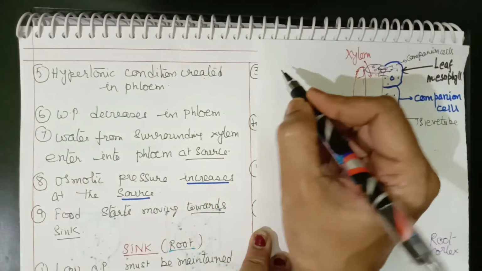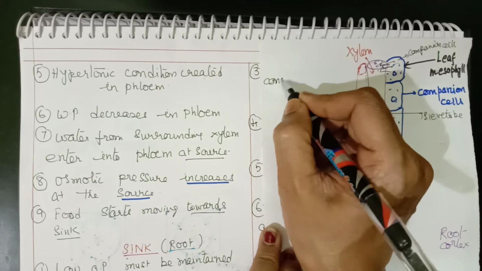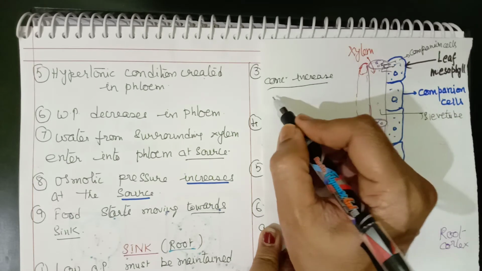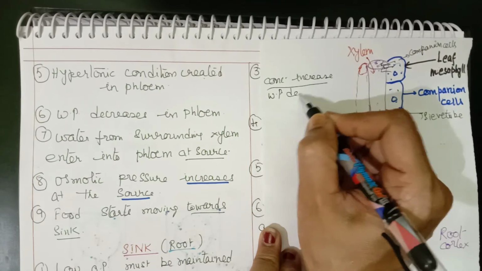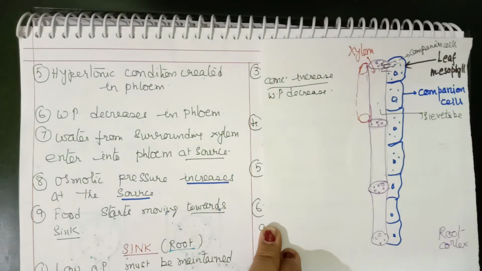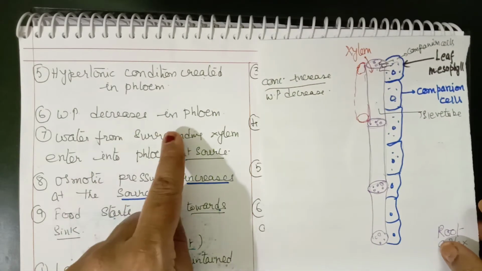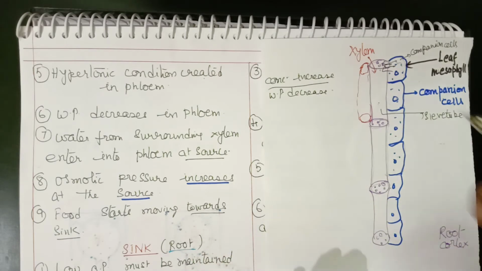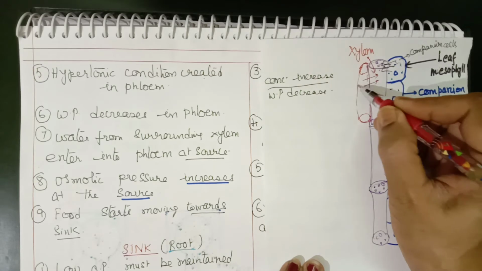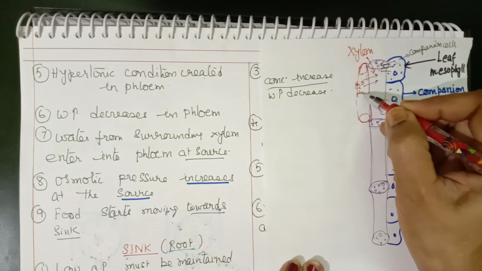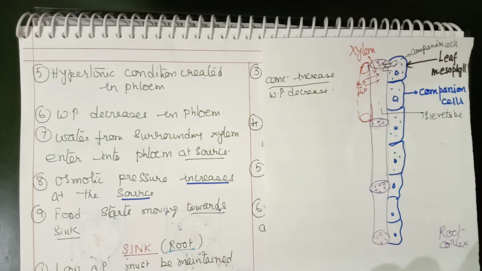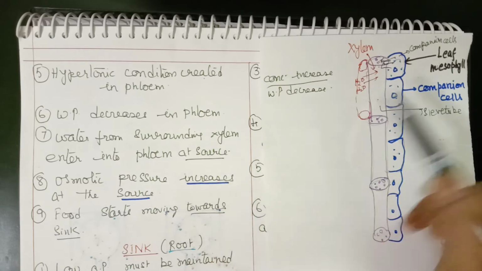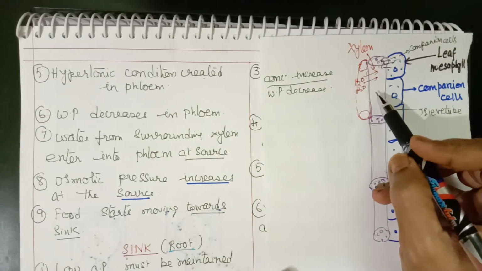When concentration increases in the sieve tube, what happens? Its water potential will decrease. So when water potential decreases in the phloem, water from the surrounding xylem will enter into the sieve tube, because the phloem is surrounded by xylem. So immediately water can enter from the surrounding xylem into the phloem. This is taking place at the source.